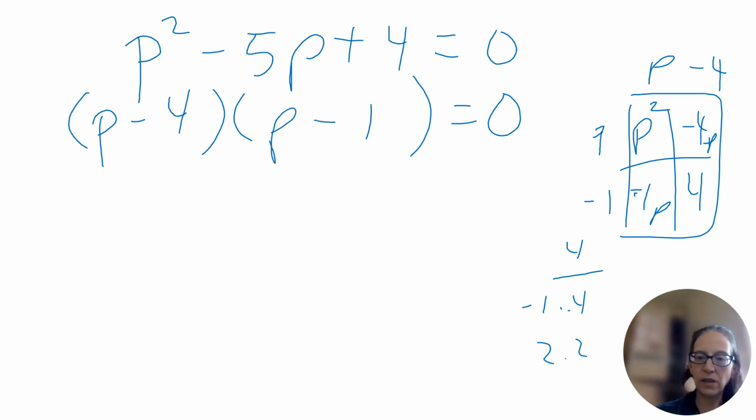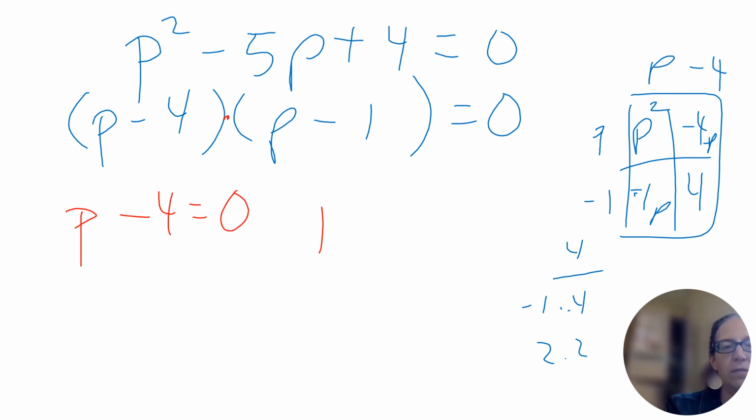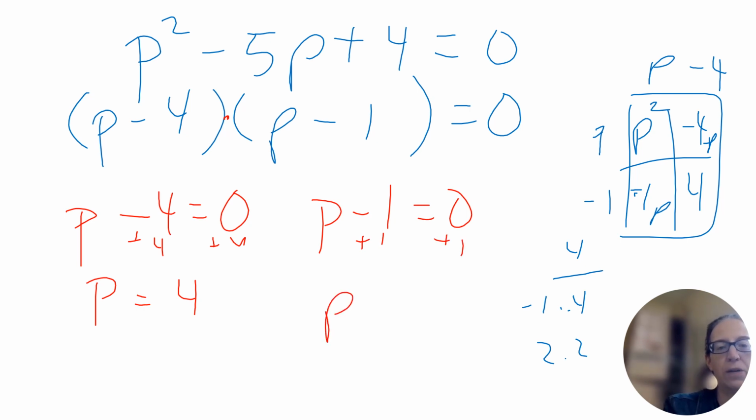And now we engage the 0 product property, which says if you have 2 things and those 2 things are multiplied together and they give you a 0, then one of those 2 things had to be equal to 0. I meant to change my color back. Okay, and then you add 4. So you don't have to write the plus 4. That's fine. So p could be equal to 4, or p could be equal to 1.